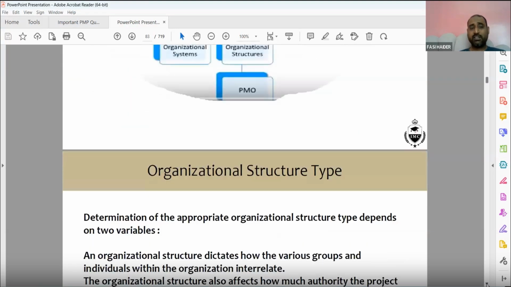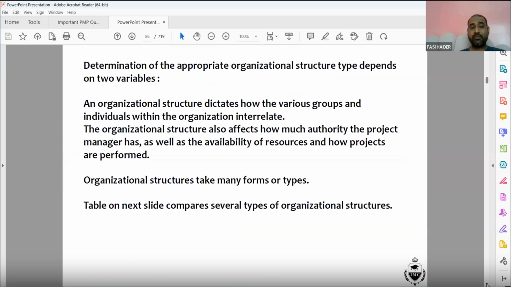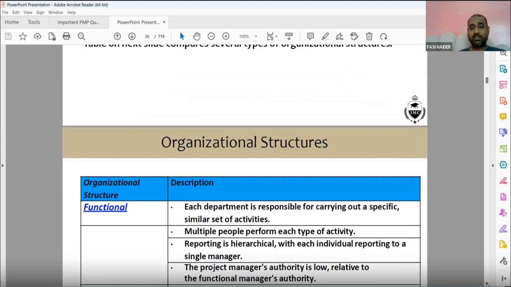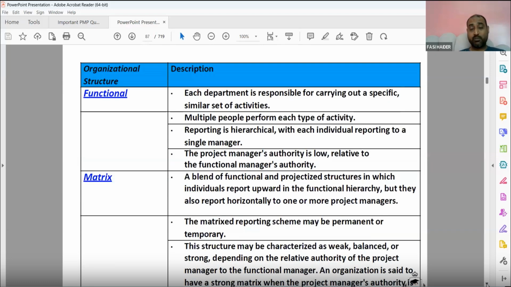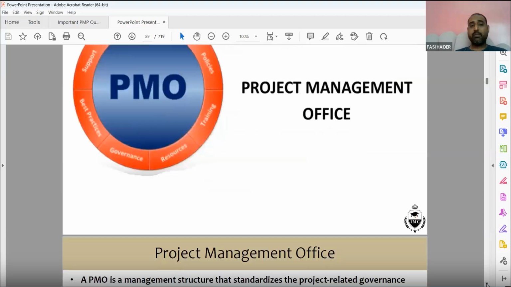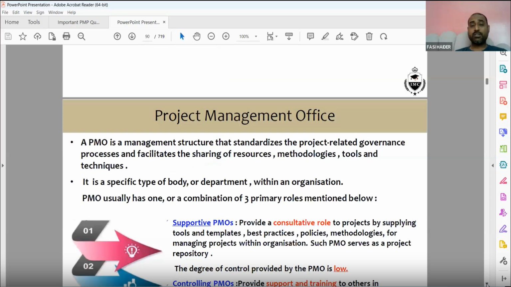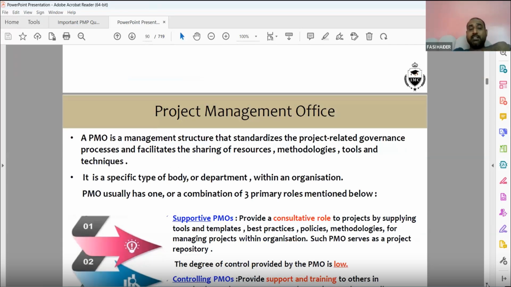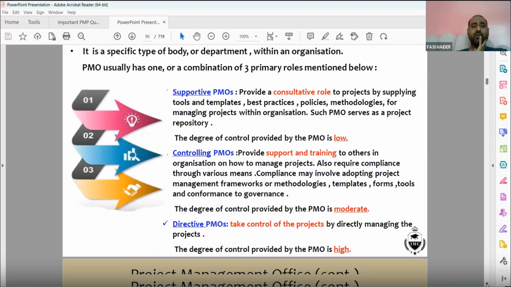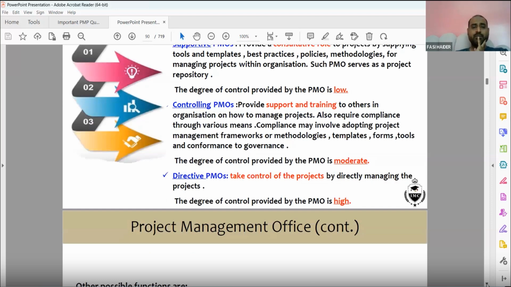There are different types of organizations. We studied functional, matrix, projectized, and composite. Projectized is where everything is based on project. PMO, the project management office, is a management structure that standardizes the project-related governance processes and facilitates the sharing of resources, methodologies, tools, techniques, and formats. They give all the things. There are different types of PMOs: supportive, controlling, directive.